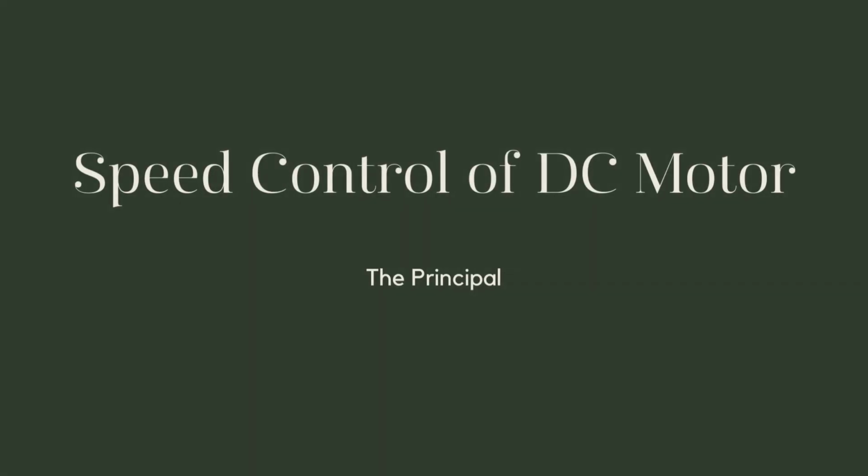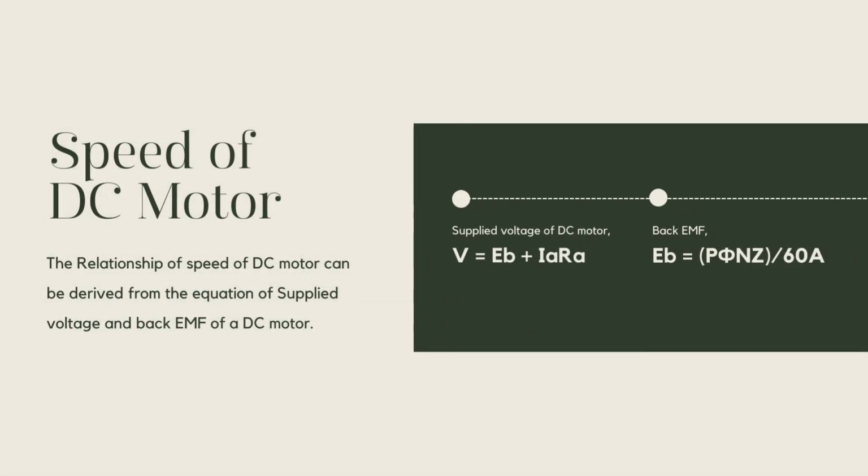Moving on to the principle of speed control of DC motors. The relationship of the speed of the DC motor can be derived from the equation of supplied voltage and back EMF of the DC motor. Here, V is the supplied voltage, EB is the back EMF, IA is the armature current, and RA is the armature resistance. In the next equation, P is the number of poles, phi is flux, N is the speed of the motor in RPM, Z is the number of armature conductors, and A is the parallel paths.